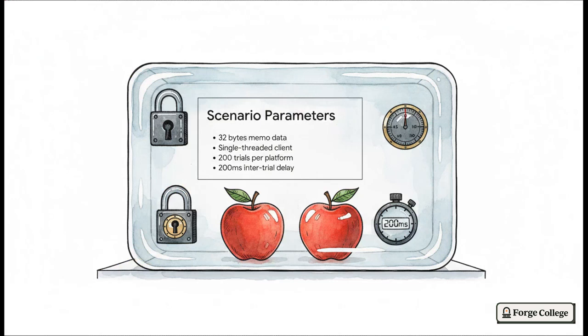To guarantee an absolute apples-to-apples comparison, we lock our scenario parameters down tight. We mandate exactly 32 bytes of memo data per transfer. We use a single-threaded client to submit the transactions. We run exactly 200 trials per platform, and we enforce a strict 200 millisecond delay between each trial. By enforcing these rules on our local network forks, we essentially reduce environmental interference down to zero.